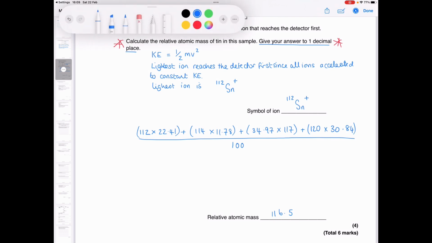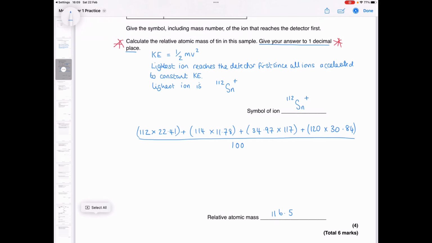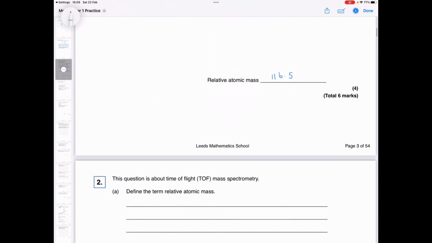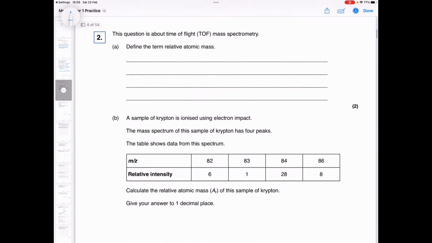Okay, let's have a look at the next question. So that's question 1. Question 2. This question is also about time-of-flight mass spectrometry, and this time we have to define the term relative atomic mass. Okay, and so I want you to learn this carefully.